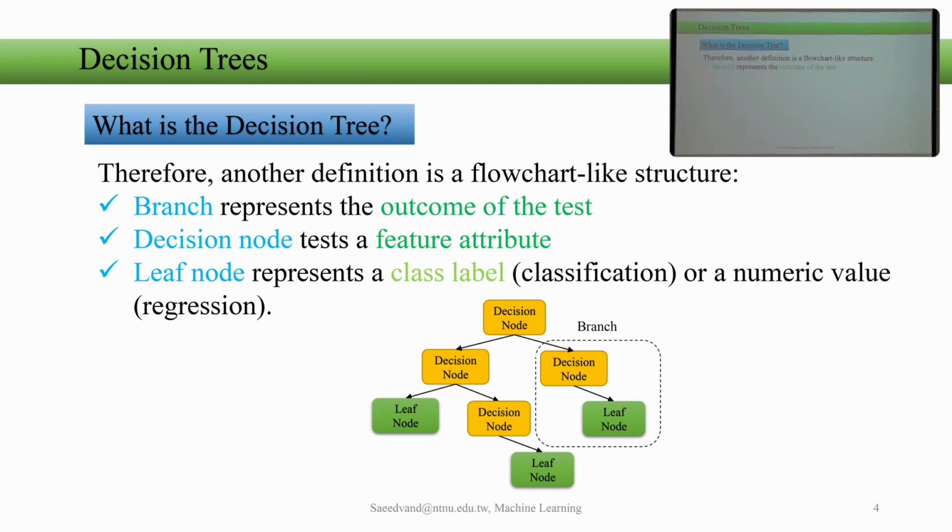Another view: we can say the branch represents the outcome of the test of the data that we will inject into our tree. On the other hand, the decision node tests a feature attribute. And finally, the leaf node represents the class label if we have classification, or a numeric value if we have regression. So it means that we want to construct a tree, then the leaf nodes represent the class of data that we have, or in a regression task, the values that we want.